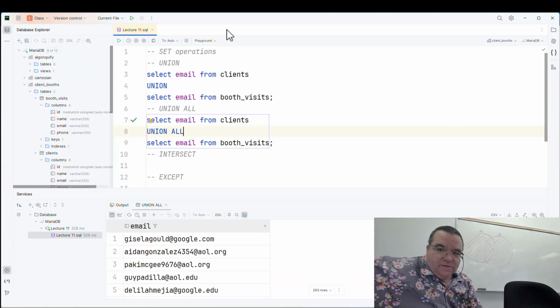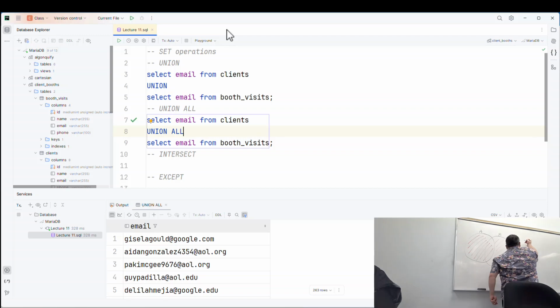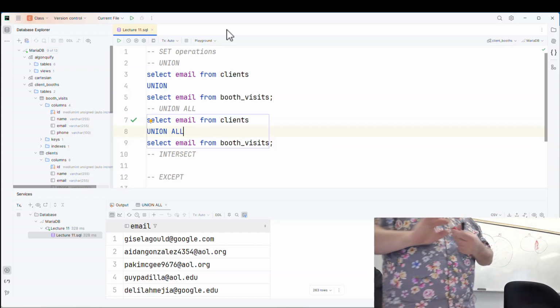Now, the next flavor that we will see, I'm going to make my circle smaller so I stay in camera, is the intersect. Intersect is where the 2 data sets overlap.